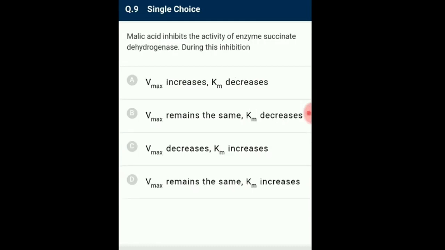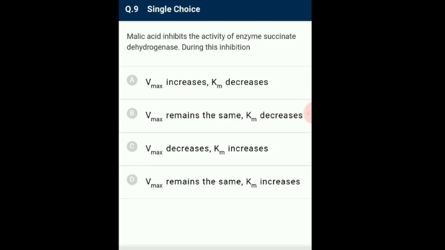Question number 9. Malic acid inhibits the activity of enzyme succinic dehydrogenase during this incubation. Any substance that can diminish the velocity of an enzyme is known as an inhibitor. The two main types of inhibition are competitive and non-competitive. In competitive inhibition, the substrate and the inhibitor compete to bind to the same active site. Hence, if the substrate concentration is increased, the chances of substrate binding to the enzyme will increase.